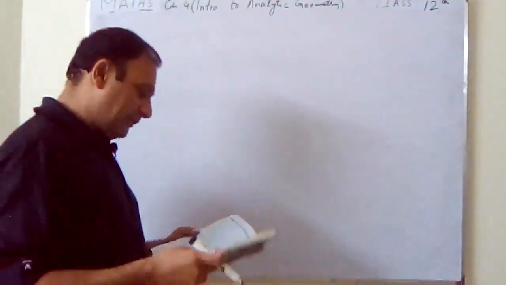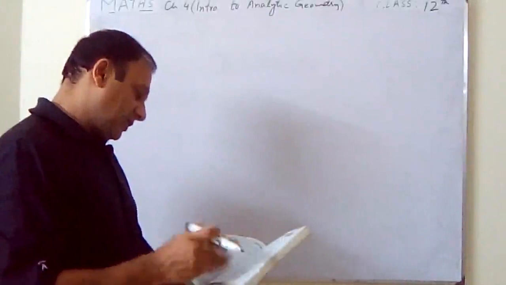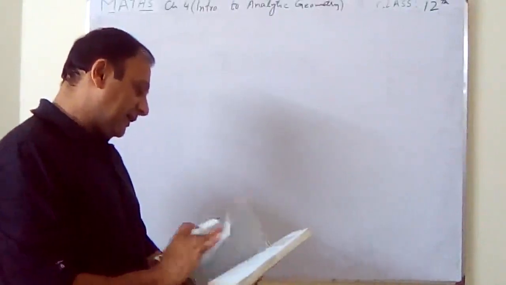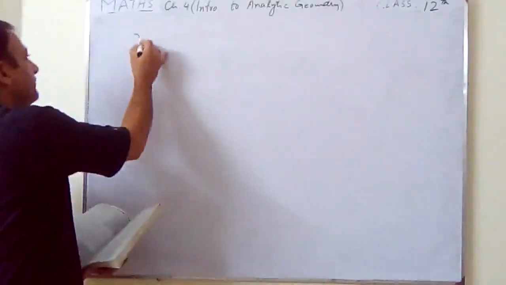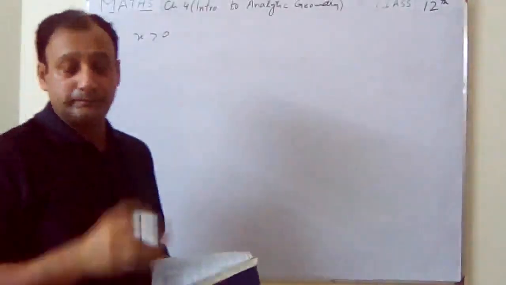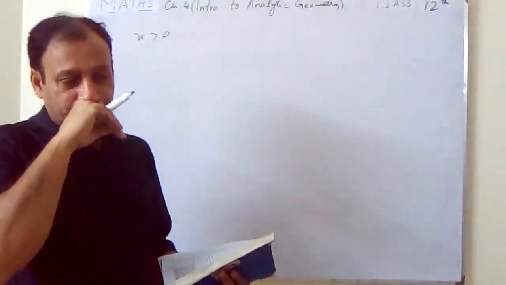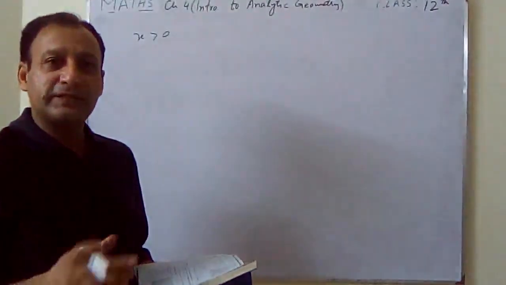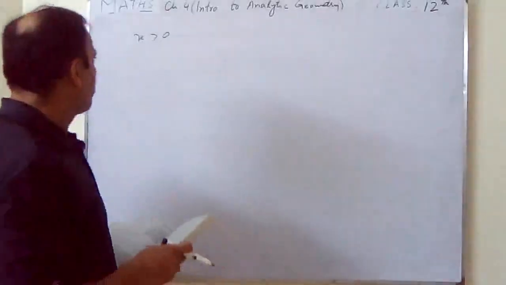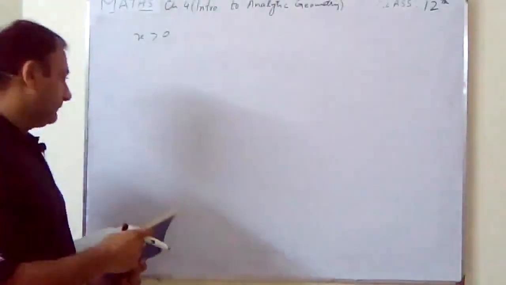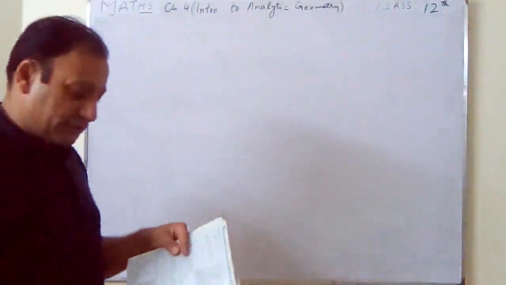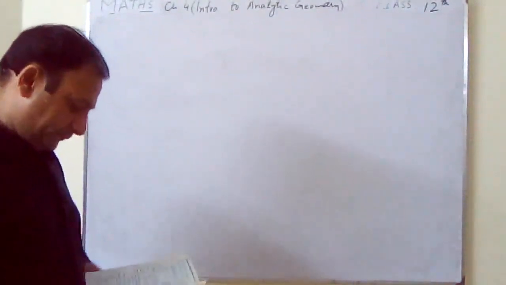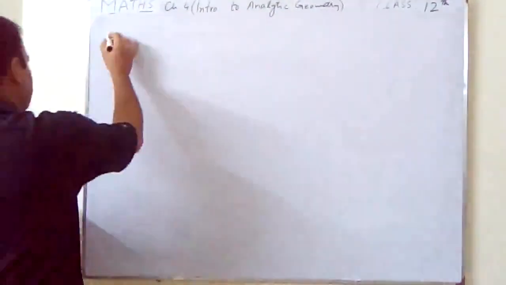Now question number 1 is an oral question regarding describing the location in the plane. So when x is positive, where is it? It is positive in the first and fourth quadrants, the right half plane. Likewise, all these locations you have to tell. Try to solve it yourself.